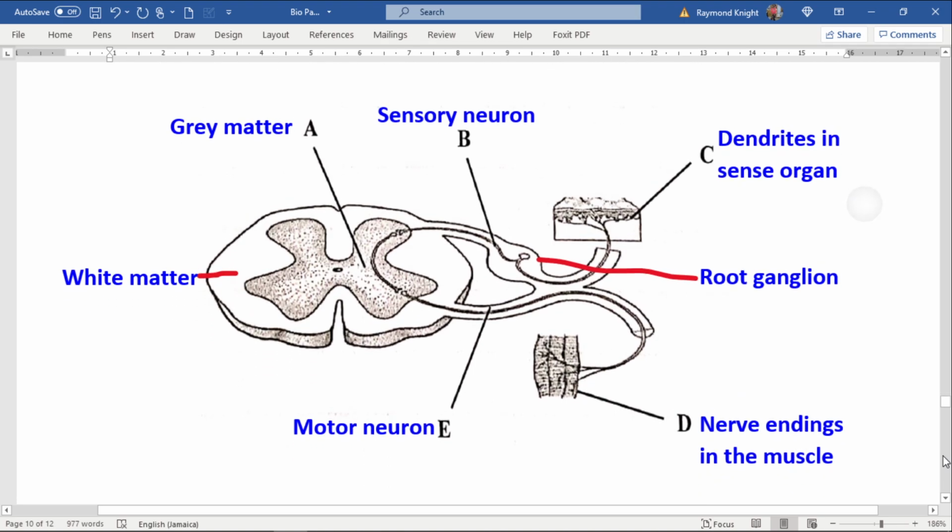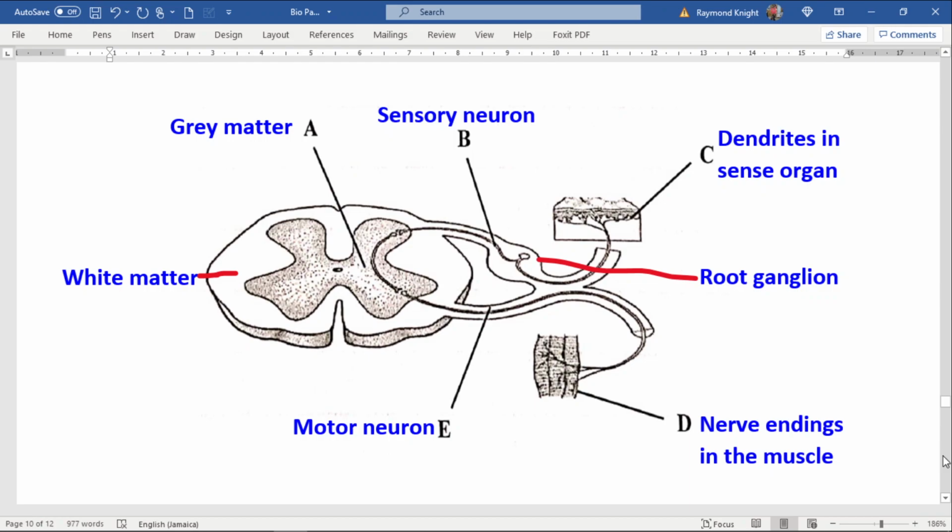So to save some time, we have the gray matter, which is A. We have B, which is a sensory neuron. We have C, which is the dendrites within the sense organ. It's difficult to say exactly where it's pointing, so it could be the skin, or it could just say the dendrites in the sense organ. That could just be a sense organ, right?